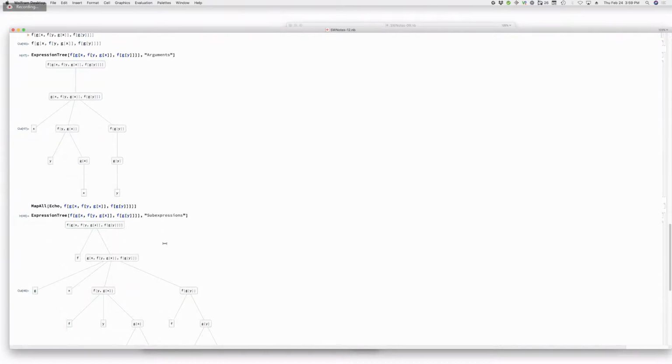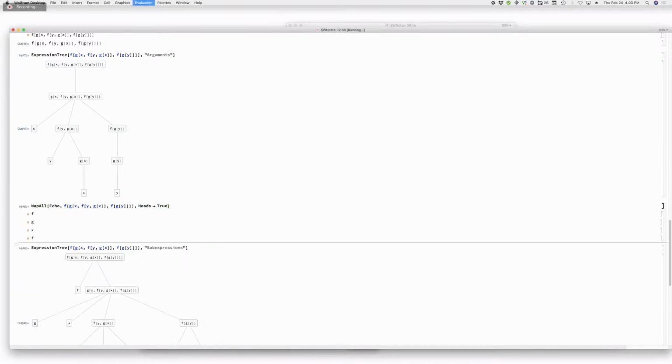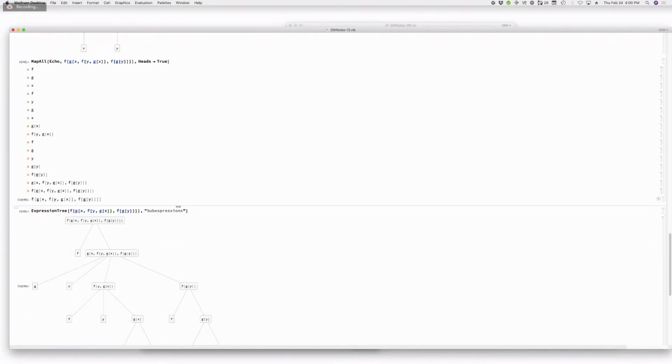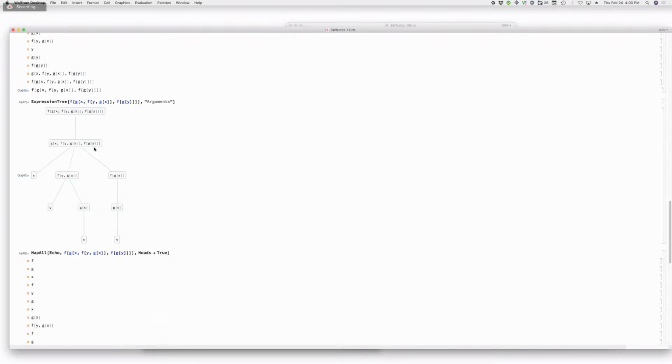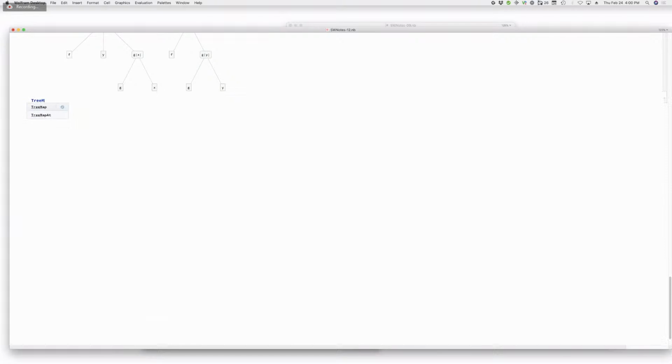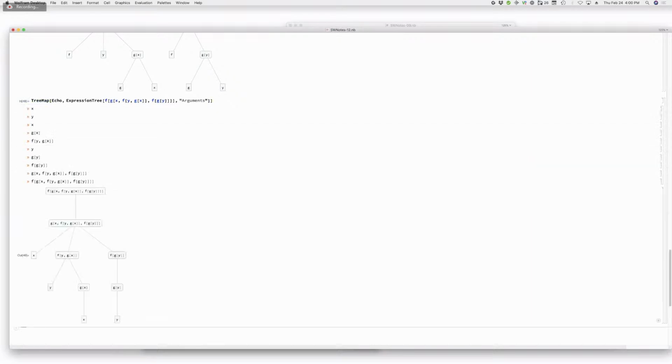Okay, all right, so let's just understand here. If we do a MapAll here with Heads goes to True, we'll get that. And that will correspond to this, okay? F, G, yep, okay, fine. And that's what we get when we do a tree map on this tree here. What you're saying is if we take that tree and we do a tree map of echo on that tree, we will get the same thing, right?